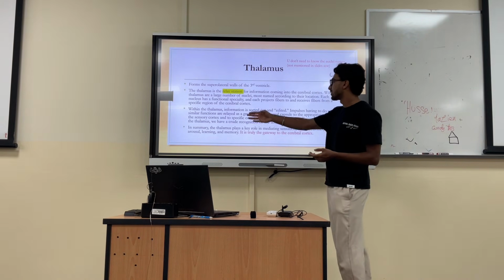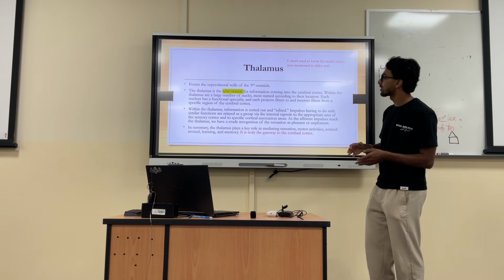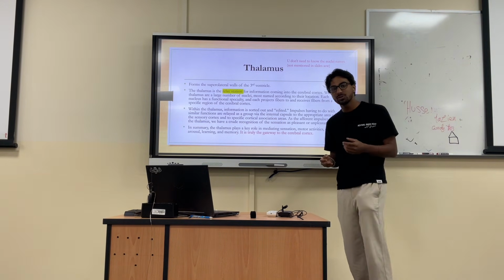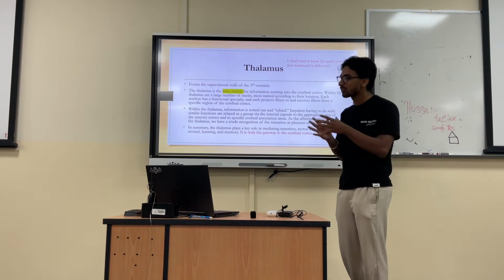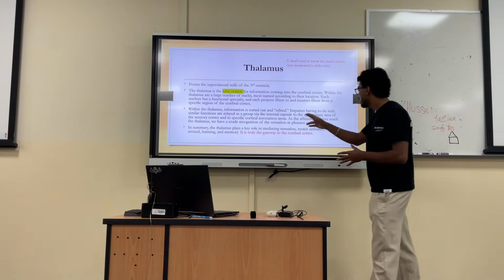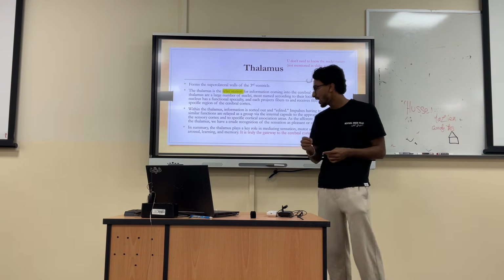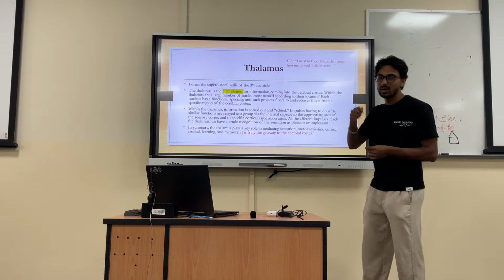Now, within the thalamus, information is sorted and edited. Impulses having to do with similar function are relayed as a group, while the internal capsule, which is a group of fibers, spans out, if you remember the picture, as the corona radiata. As the afferent impulses reach the thalamus, we have a crude recognition of sensation as pleasant or unpleasant.